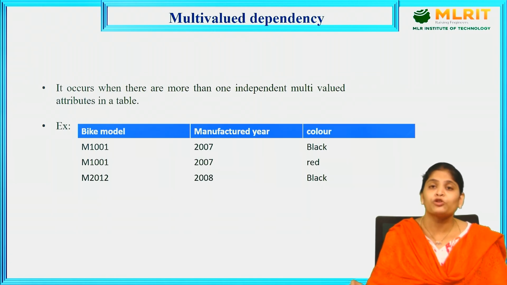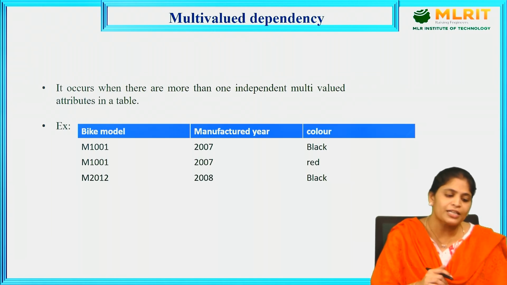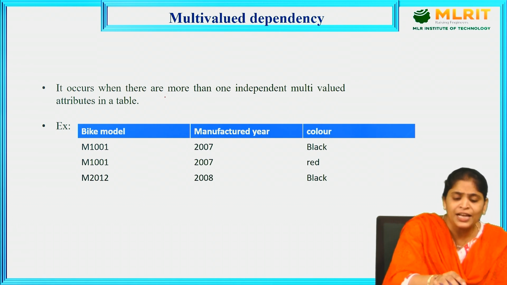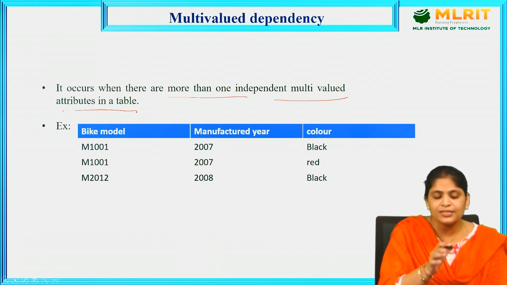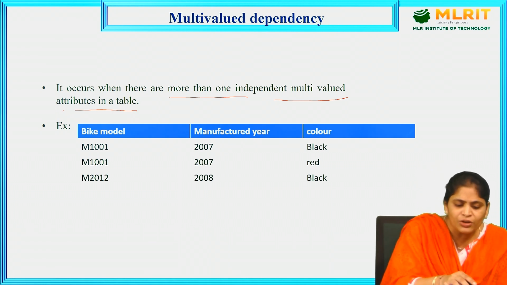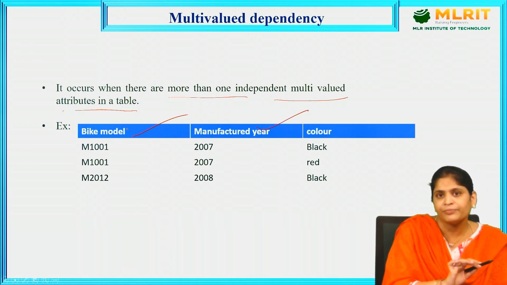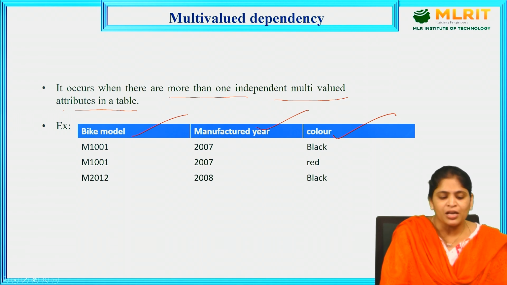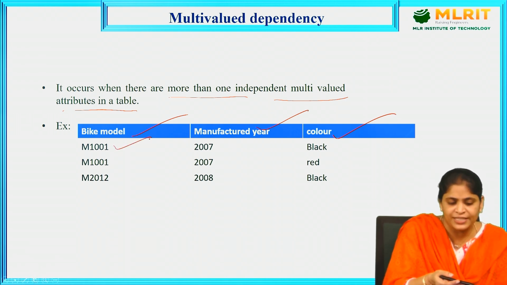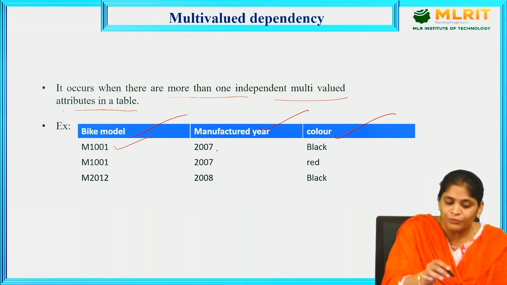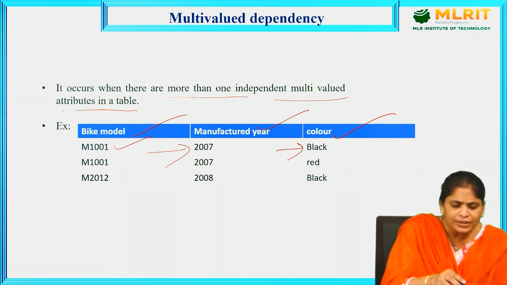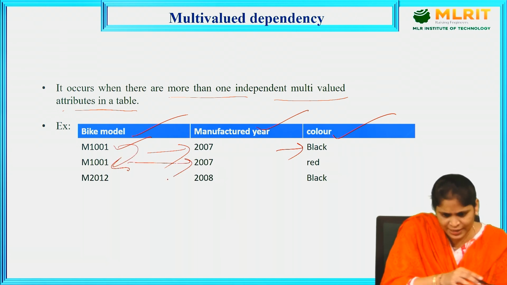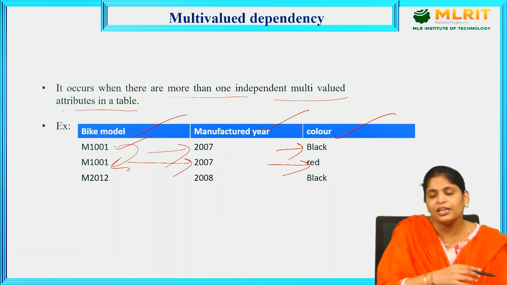Next, let us discuss multivalued dependency. What is multivalued dependency? It occurs when there are more than one independent multivalued attributes in a table. Let us discuss this definition with the below example. Here we have the bike model, the manufactured year of this respective bike, and the color of the bike. The bike model number is, for example, M1001, which has been manufactured in the year 2007 with the color black. The same bike model in the same year, they have again released with the color red.